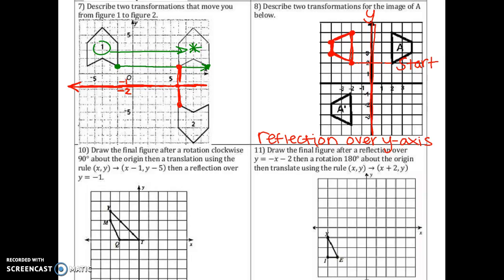Okay, so the last video was number 8, describe two transformations for the image of A below. So far what we did is we reflected it over the y-axis. So now we're going to take that new shape and the red one and make it so that it's A prime.